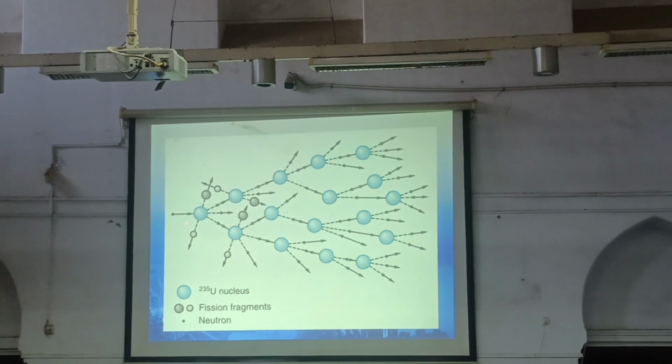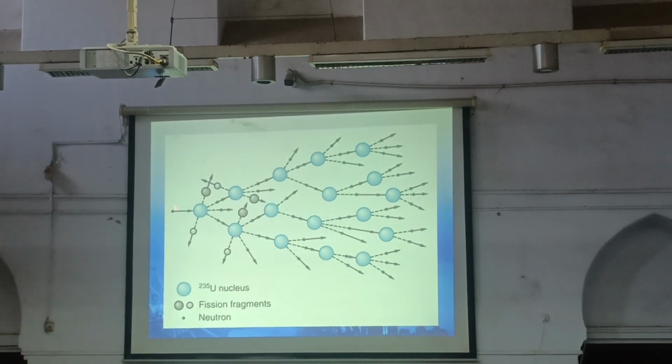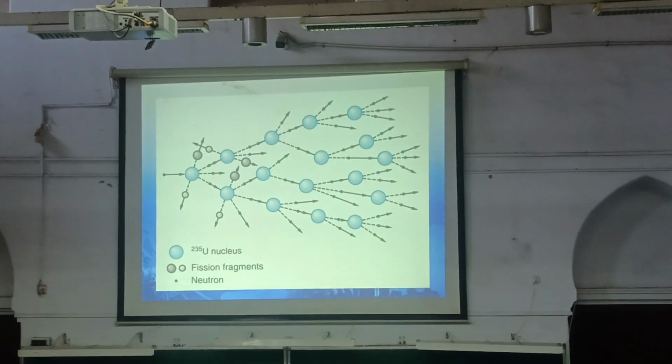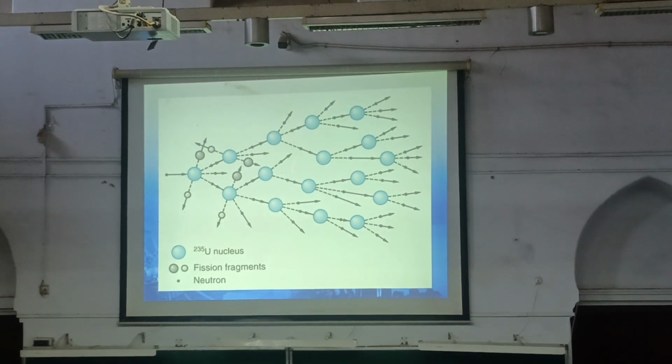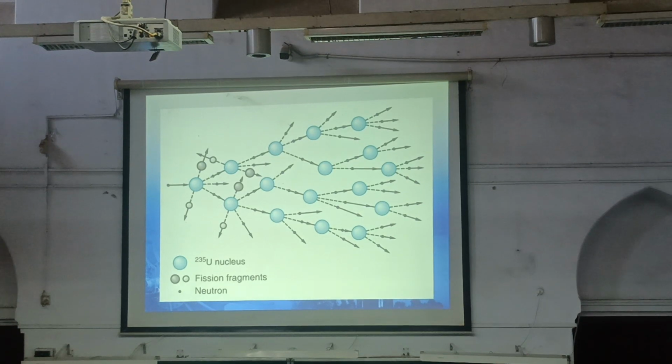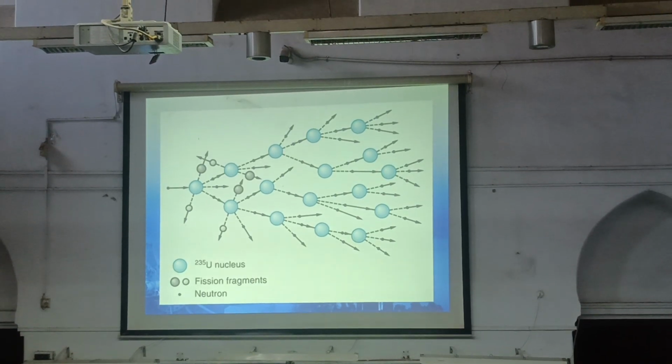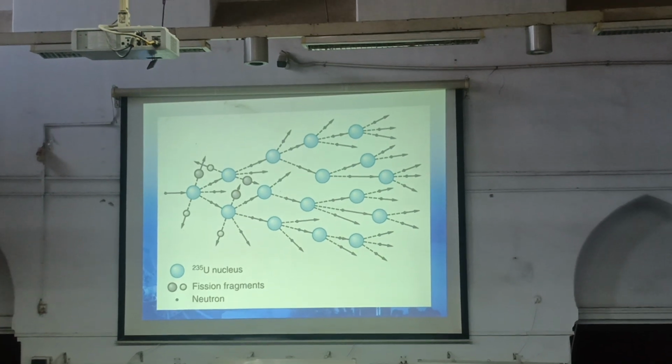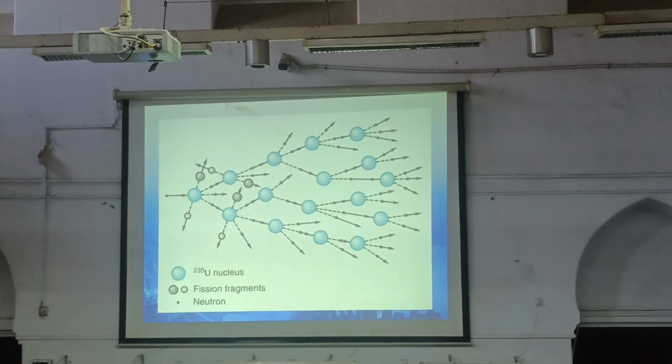Now, this is the process. You have a uranium nucleus, you hit it with a solitary neutron. It creates 2 neutrons, and before you know, this process is going. And if you don't stop it, what happens? It keeps going, and before you know, it goes boom. And you have a bomb.